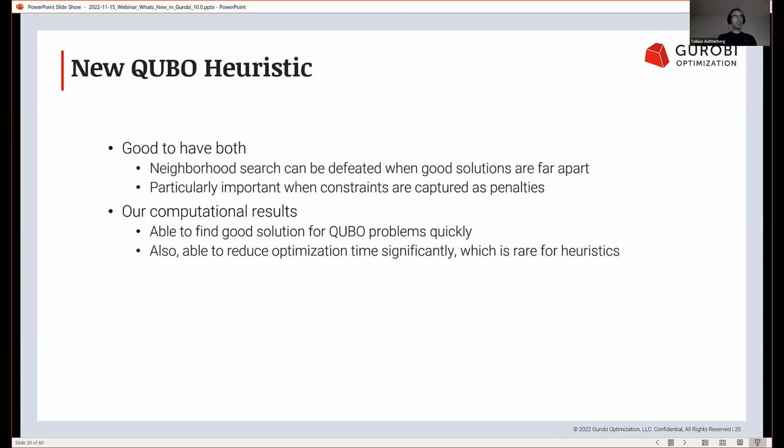And our computational results on the QUBOs that we have is that we are now able to find good solutions for QUBO problems very quickly, and in that case, these heuristics also reduce the optimization time, so time to proven optimality, significantly. And this is pretty surprising because that is usually not the case for heuristics. Often heuristics only help you to find good solutions quickly, but not to improve the dual part of the optimality proof.